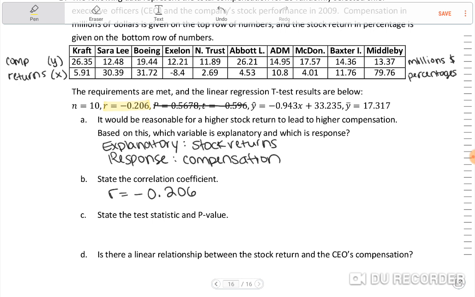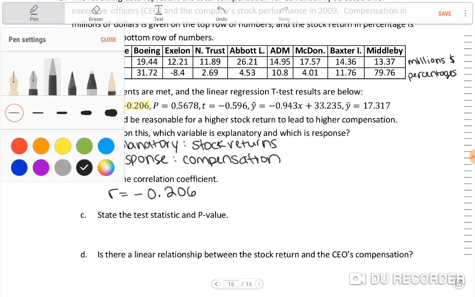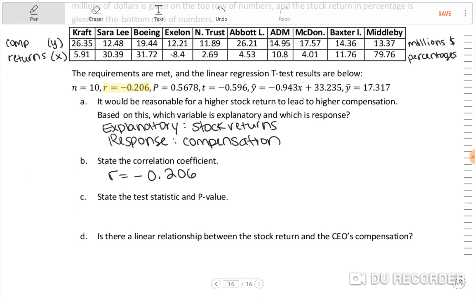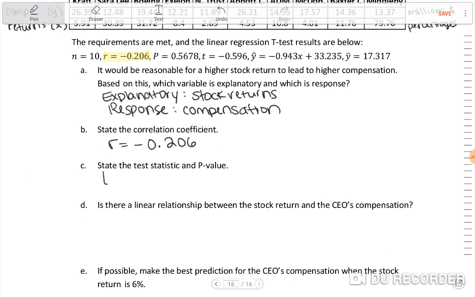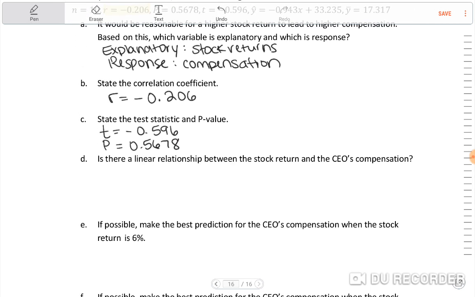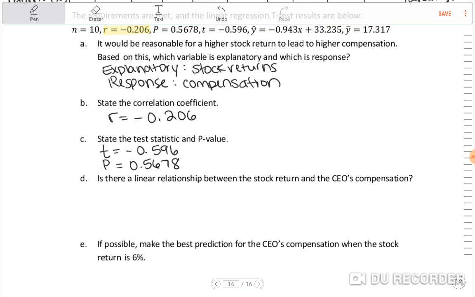All right. State the test statistic and p-value. Oh, for those of you in another class, let me not draw a line through that. Here we go. This is how you would do it. Test statistic is negative 0.596. P-value is 0.5678. We're not going to do anything with those, but there you can identify them. That wasn't that hard.